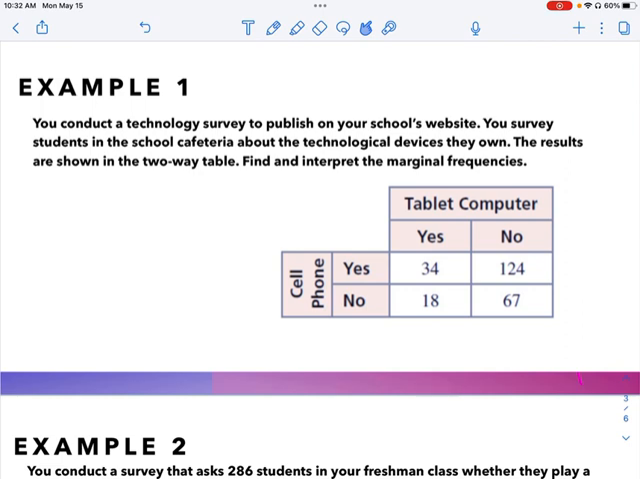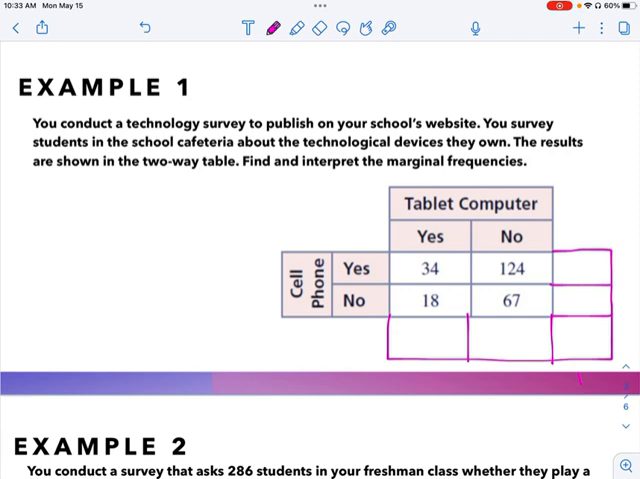All right, so let's take a look at this. You conduct a technology survey to publish on your school's website. You survey students in the school cafeteria about the technological devices they own. The results are shown in the two-way table. Find and interpret the marginal frequencies. So the marginal frequencies, remember, are your totals. We're going to find all of our totals for each row and column, and then we're going to say simply, what does that mean?